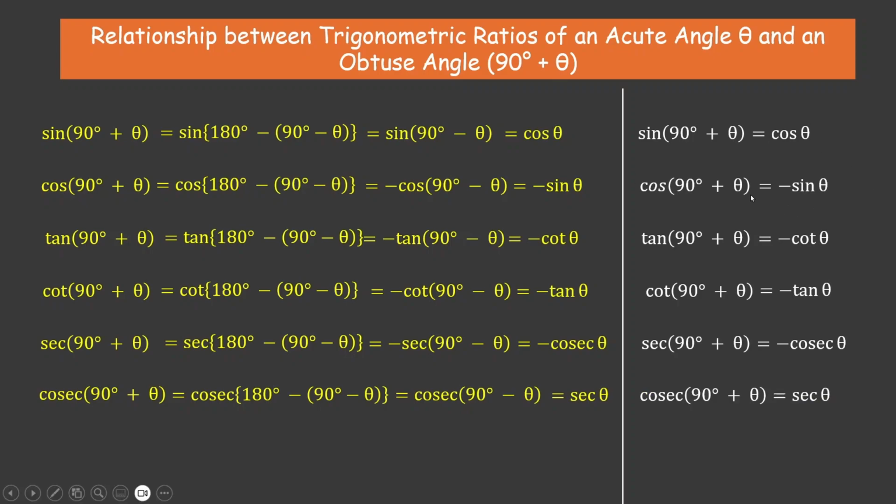Now, if you notice the results at the right side, you'll see that for 90 plus theta, the trigonometric function changes. Sine becomes cosine. Cosine becomes sine. Tangent becomes cotangent. Secant becomes cosecant and vice versa. And the sign, whether it is going to be positive or negative, follows the rule of the second quadrant. In the second quadrant, only sine and cosecant are positive. Rest all others are negative, and therefore the negative signs.